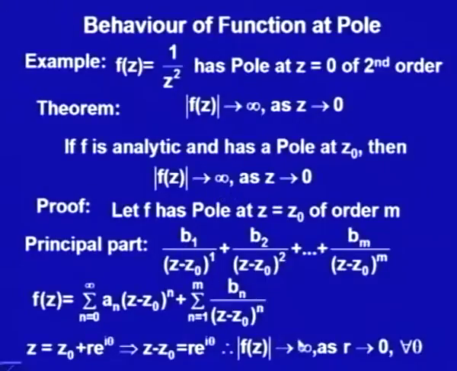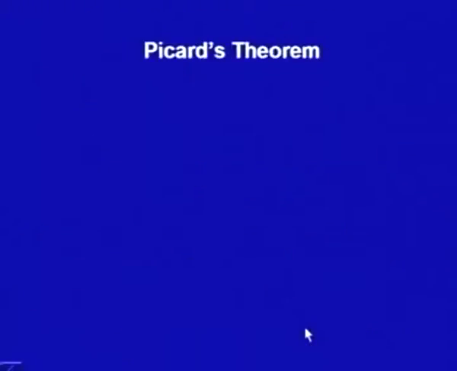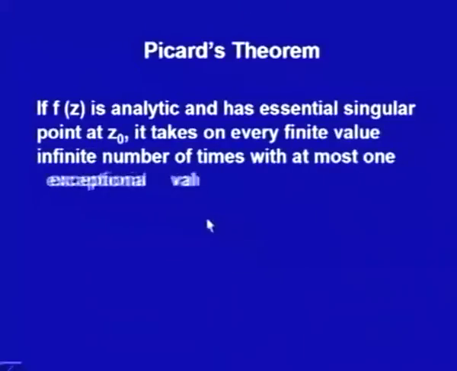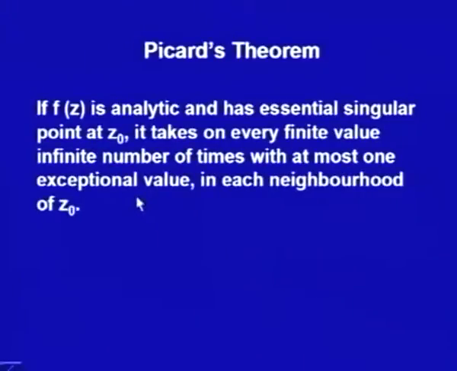Now, this is happening for every pole. Now, what is the behavior near an essential singularity? This is explained by Picard's theorem. Let us first write this; I will just give you Picard's theorem. Of course, we are not going to prove it, but I will show you how this is happening.